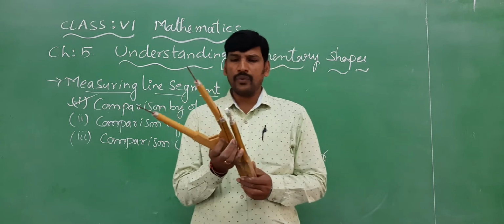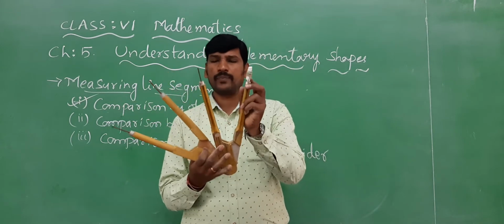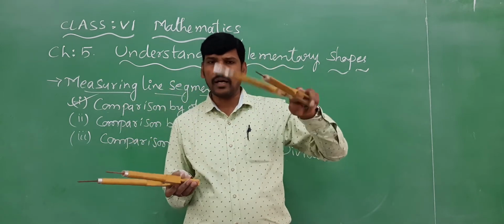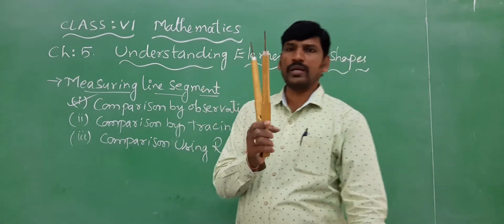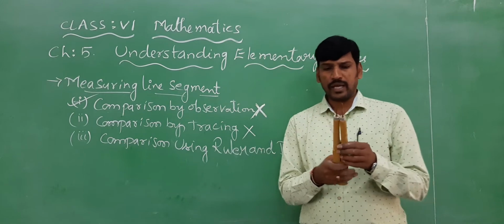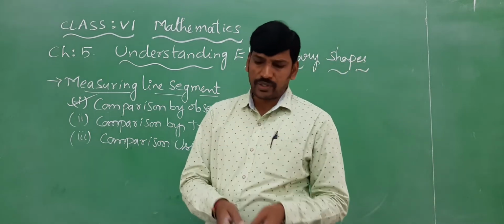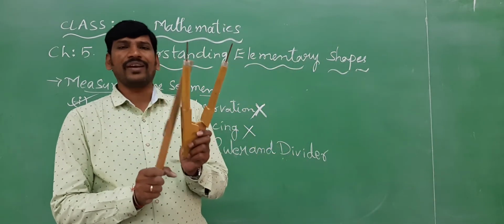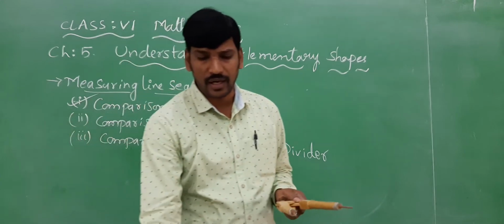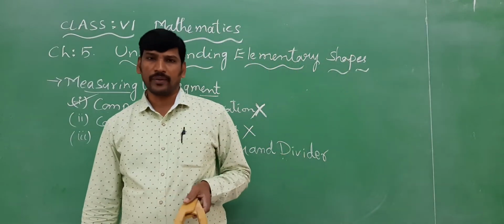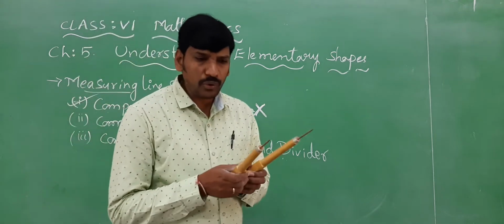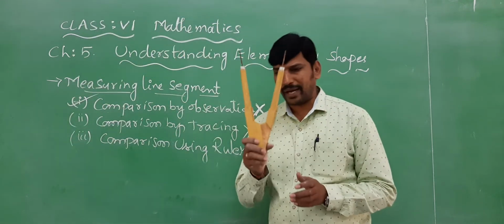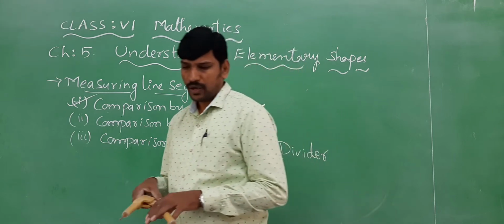Compass has one side where you keep the pencil to draw a circle or an arc and everything. But the divider, you can use only to measure the line segment. Okay, by using the divider and scale, we can measure the given line segment and say which one is the longer one and which one is the shorter one. Right? So, in this case, how do we measure the given line segment using this divider?